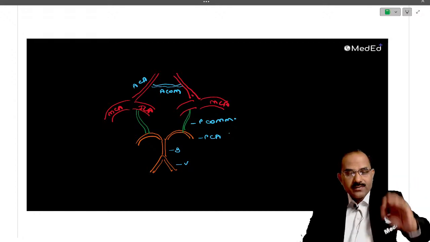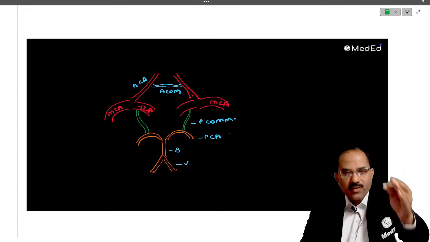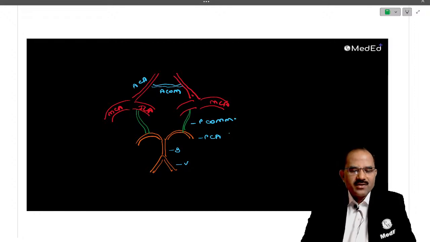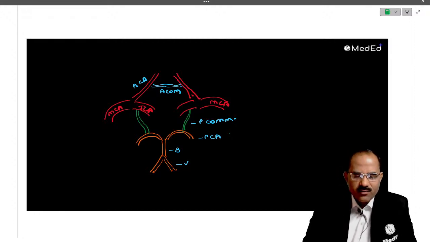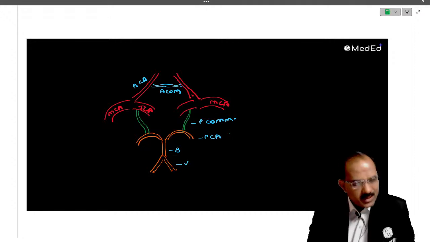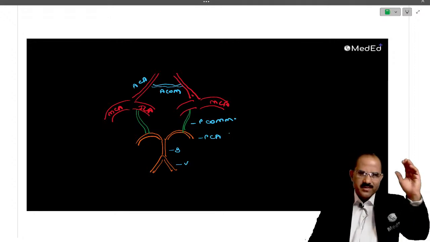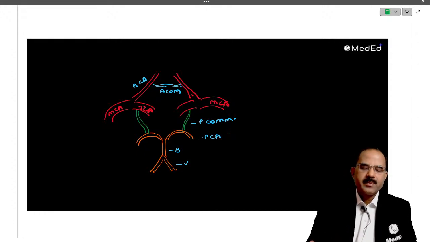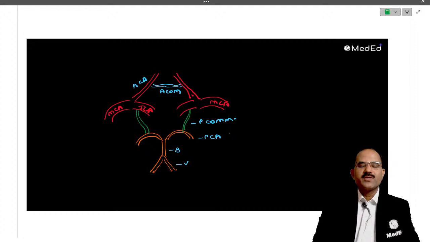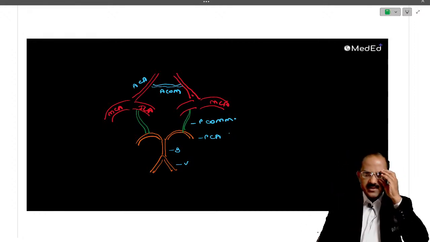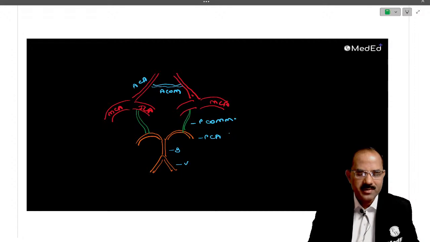So which is the artery which does not participate in the formation of circle of Willis? Come on, can you answer this? That's a very important MCQ which has been asked many times. Come on, answer this. Yes, the artery which is not involved in the formation of circle of Willis is middle cerebral. Excellent, very good. That's a middle cerebral artery.